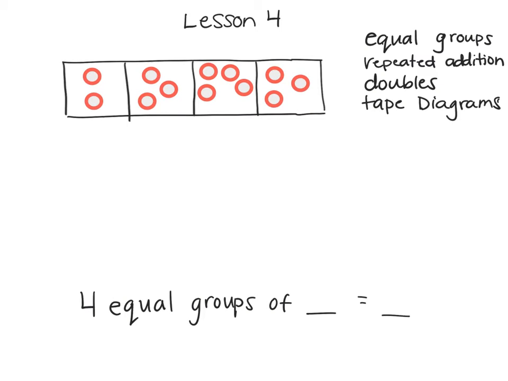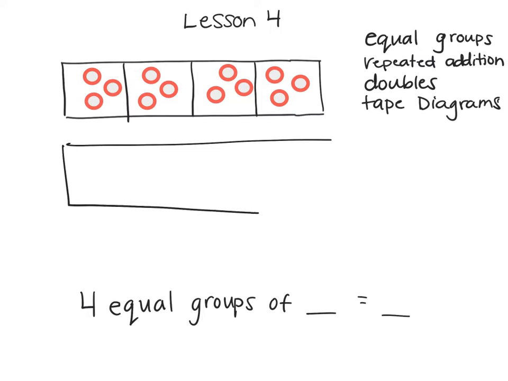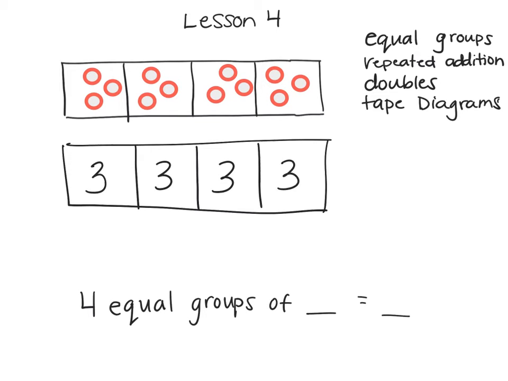But one thing that we want to do is just make sure that we can move things around. So I see I have another one, and maybe I'm going to move it over here. So now I should be able to see some equal groups. I see that I have 3 in each box. So I'm going to redraw my tape diagram to show it with what is inside. I have 3 in that box, 3, 3, and 3.